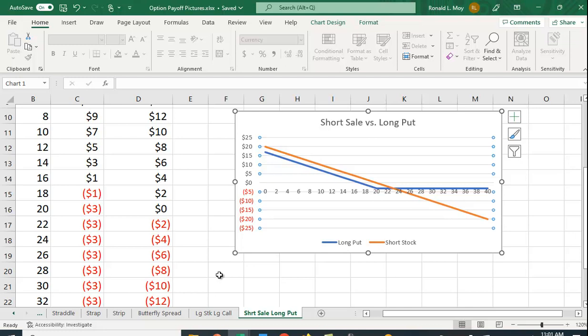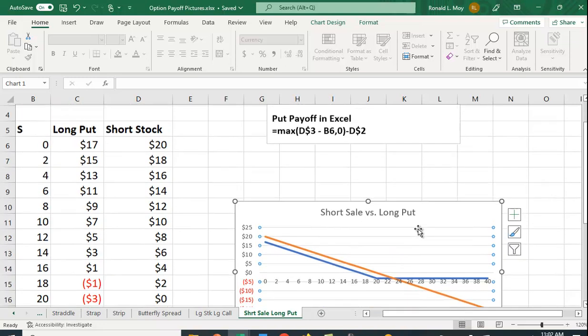Okay, a short sale, you can hold for a while, probably not indefinitely, because if the price keeps going up, you're going to get margin calls, and eventually you're going to probably need to close out your position. But this is a nice way to look at it and to do it in Excel.